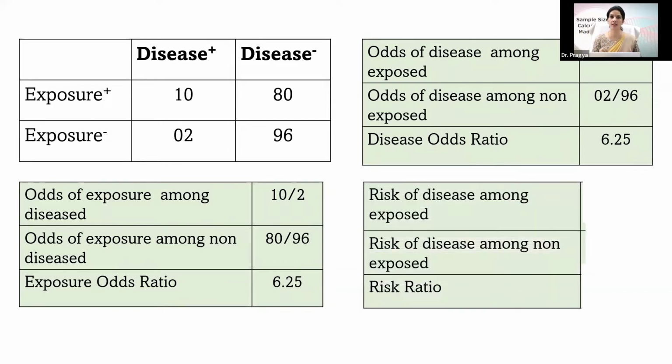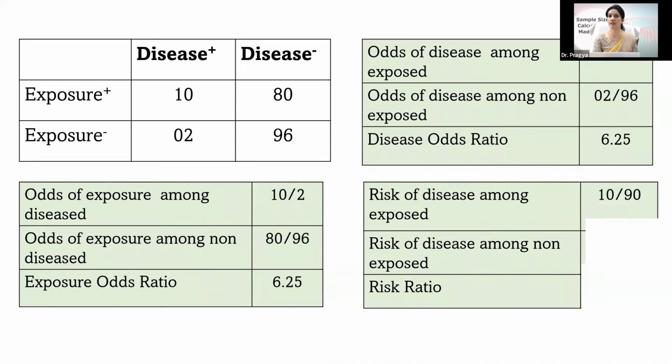So what is the risk of disease among exposed? Please write it in the chat box. Risk of disease among exposed. So yes, it will be 10/90.